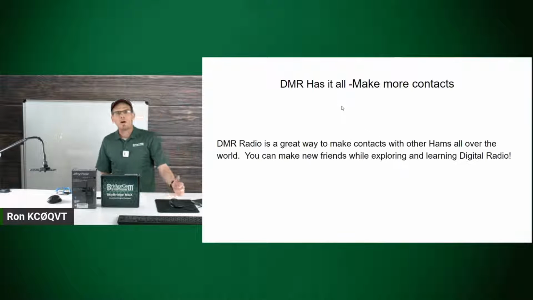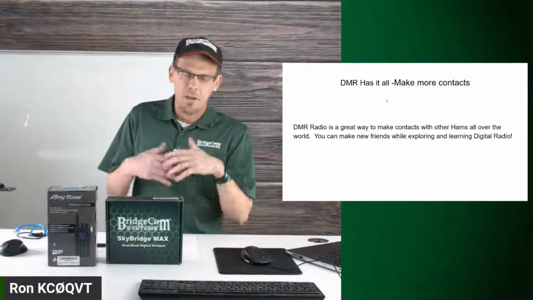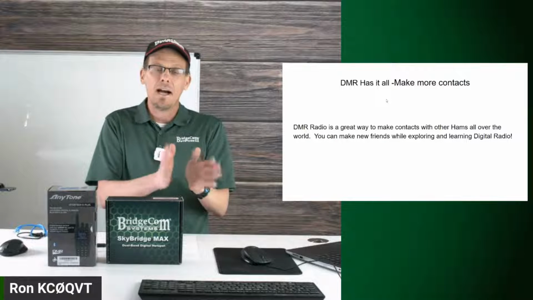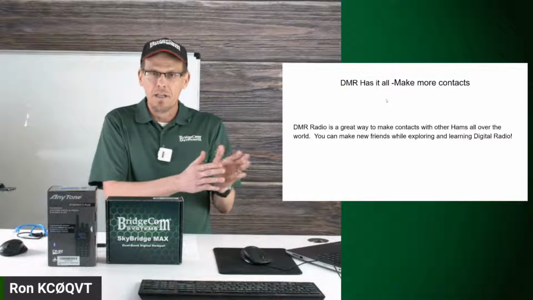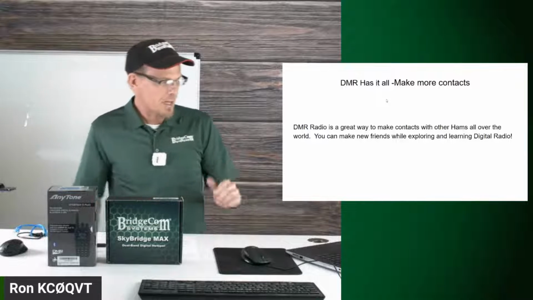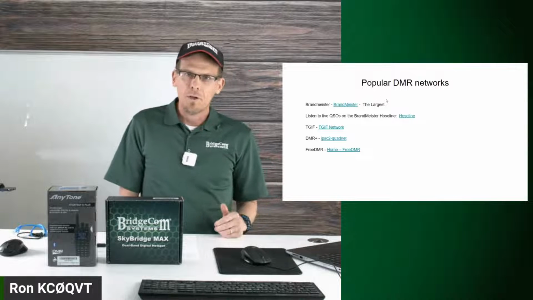And then on top of it all, and this goes back to the having fun, is that you get to make more contacts. As I stated earlier, there's 250,000 hams that have gotten their DMR ID, which I'll get into. And there's just so many people involved, and there's a high probability of making contacts, which is why we want to do this.